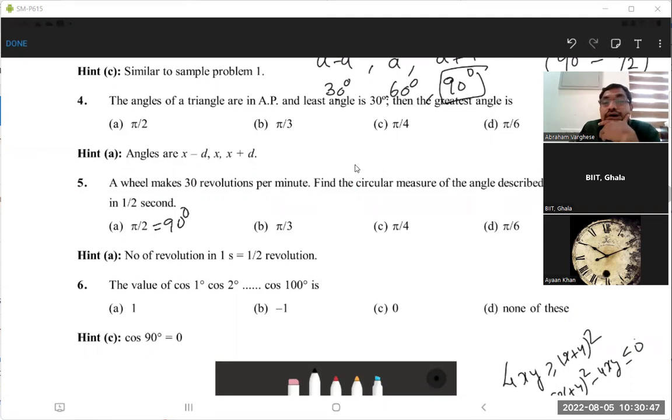Sir, is the pi by 2 note in Moodle, right? Yeah, this note is in the Moodle.